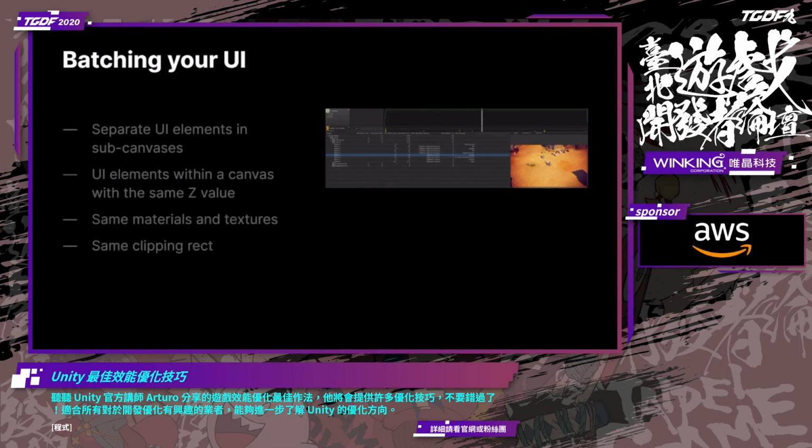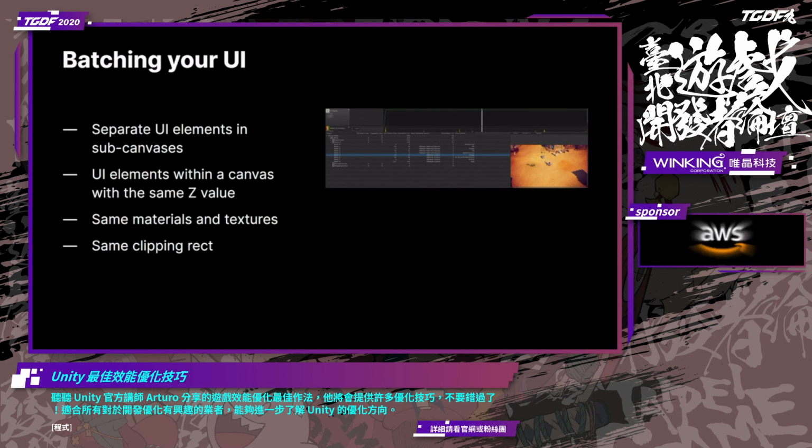The recommendations here are pretty straightforward. It is recommended to separate your UI elements into different canvases based on how frequently you update them. Also, all the UI elements within a canvas should have the same Z value, so you don't break the batching. They need to have the same materials and textures. You can animate your shaders or your materials, and these won't break the batching. So if you need some effects there, you should be good to go, and the objects should be using the same clipping rect.